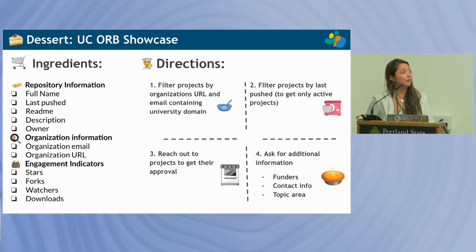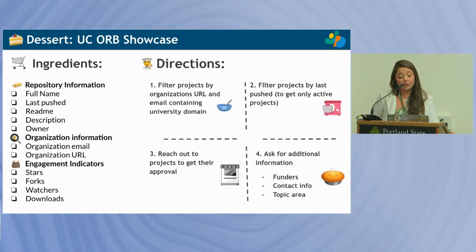For this particular part of the project, we're using some information from the repositories. Things that we care about a lot are engagement indicators, because they show what interactions these projects are already having with the community, and we want to help them increase that. And also the organization information. For this initial stage, I'm only working with projects that are owned by an organization on GitHub that is affiliated with one of the universities. This means that they have the organization email or URL containing the domain of the university.